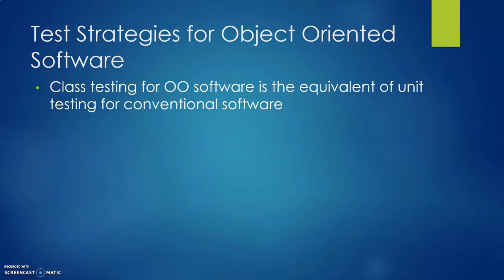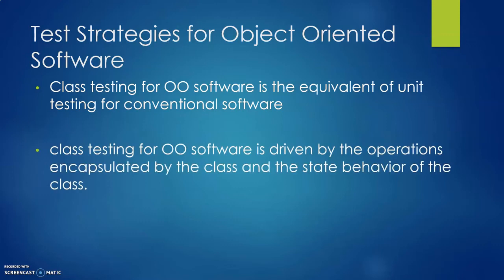Class testing for object-oriented software is the equivalent of unit testing for conventional software. And class testing for OO software is driven by the operations encapsulated by the class and the state behavior of the class. State behavior means whether the class is in a ready state or in a processing state, whatever it is like.